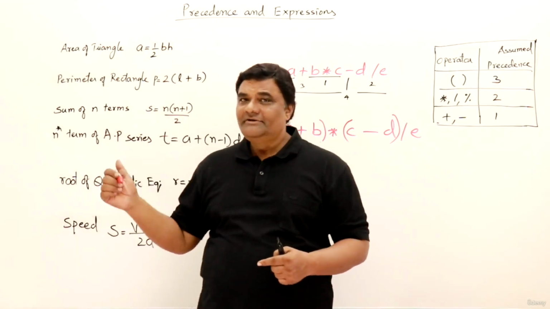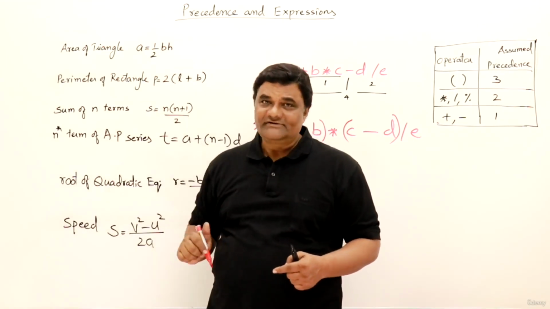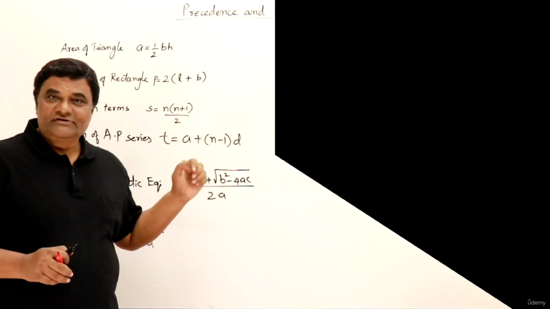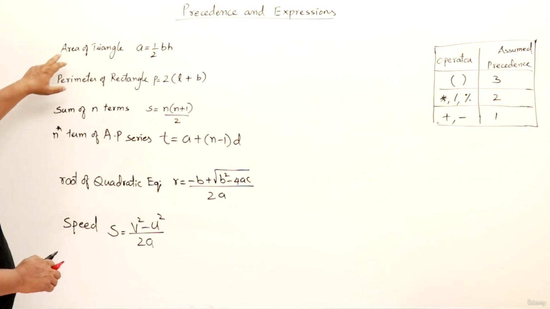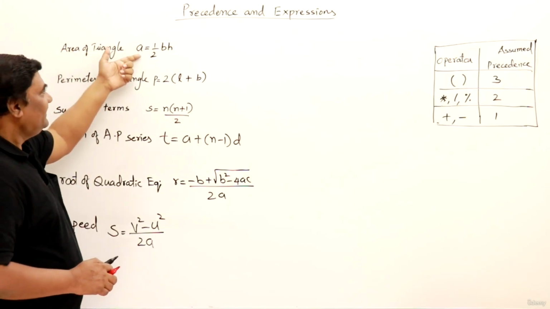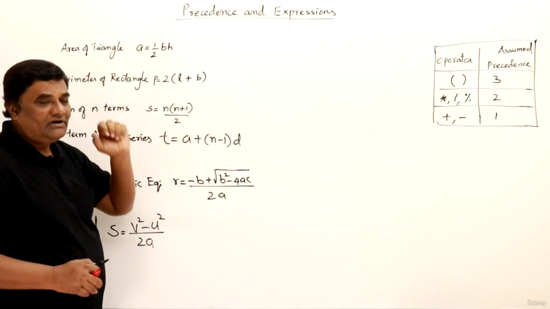Then later we will be writing the programs on this one also. So let us write down expressions for the formulas. Let us look at the formula. The first formula is area of triangle. You should be knowing the formula. Area is half into base into height.